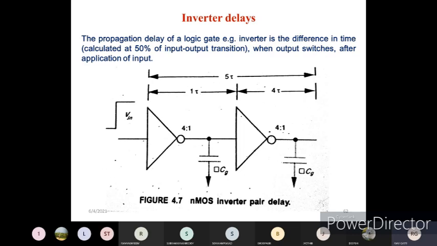But in inverter delay cases, you will not get a 100% roll-off rate, because some slope will be established. Because of that slope, the propagation delay is encountered in the MOS transistor. This propagation delay in an inverter is the difference in time when the output switches either from 0 to 1 or from 1 to 0.